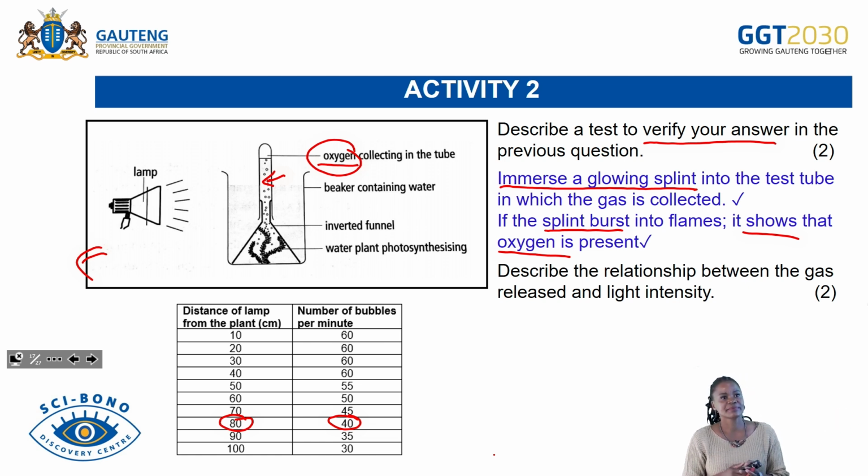Anyone? I can see hands. There's always one hand. Okay, I can see another hand. When the light, yes.